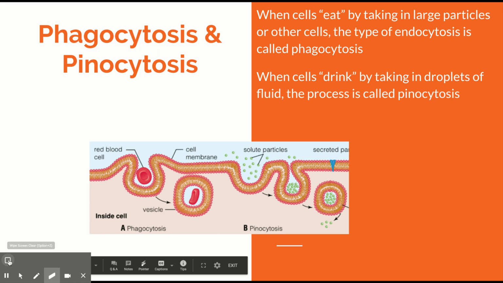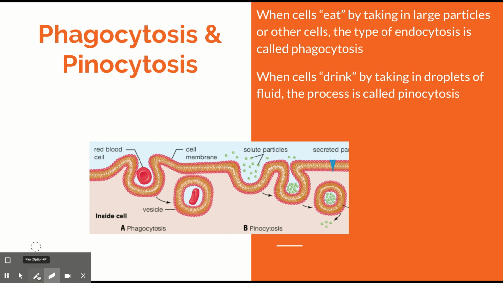So the two different types of endocytosis are phagocytosis and pinocytosis. So phagocytosis is what I think about when I think about eating. And the reason I say eat is because it is taking in large particles, or other cells. You can see in the diagram below here, that's the red blood cell. So it's essentially eating it, it's taking it in. So endocytosis.